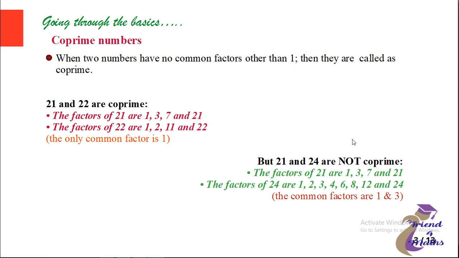We can go to the next example, 21 and 24. Here 21 has the factors 1, 3, 7 and 21, and 24 has the factors 1, 2, 3, 4, 6, 8, 12 and 24. Look at their common factors. Other than 1, they have 3 also as a common factor. So here we can say that they are not co-prime because they have a common factor 3 other than the number 1.